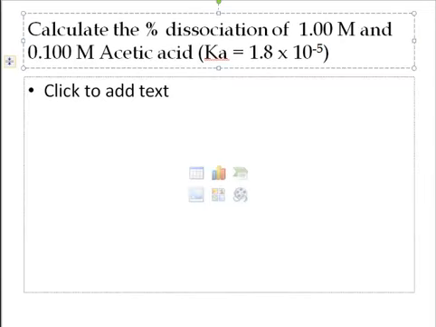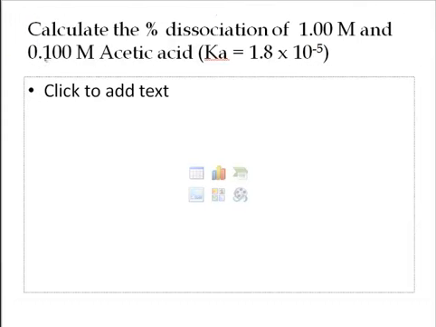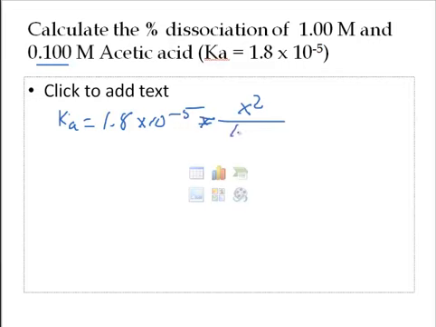Alright, now I just changed up the slide here. You'll notice that I changed it to 0.1 molar rather than 0.001 molar. So here we go, Ka equals, and I'm just going to make this quick. Let me write what the Ka is: 1.8 times 10 to the negative fifth molar, and that equals x squared on top, over 1.00 molar minus x.